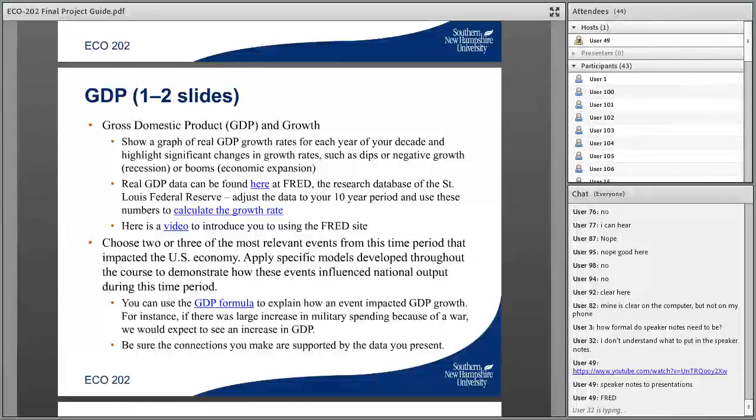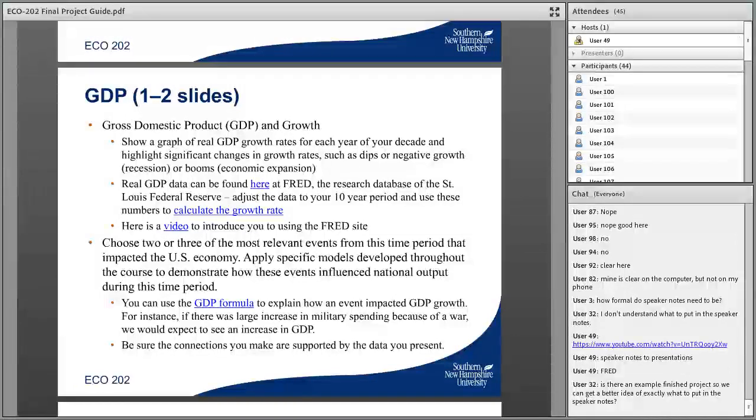So here it says, show a graph of real GDP growth rates. That's the other thing. You want to explain the growth rates. So when you find the GDP, you also want to find the growth rates. The difference between the GDP graph and the growth rate graph is that the GDP graph will be in billions of dollars, while the growth rates will be in percentage change from year to year. And you can see how the growth will increase and decrease, and it'll give you a better visual of what the trends of the decade are.